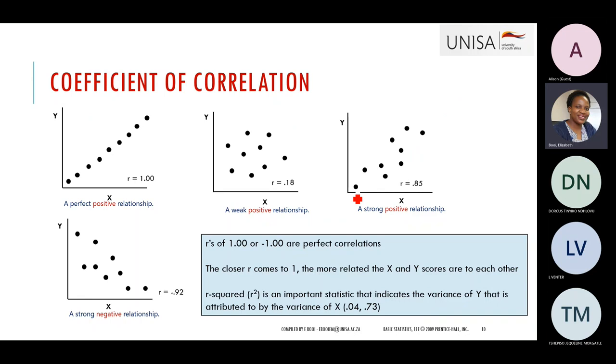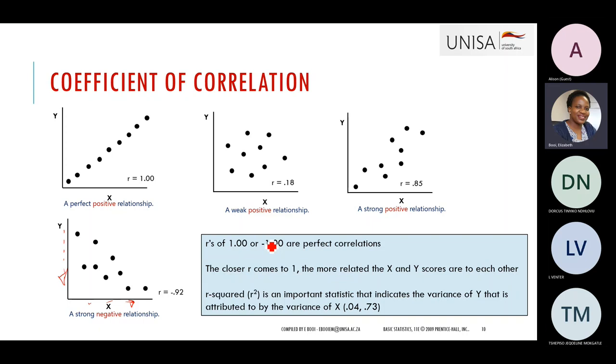Because the dots are going up. When X is going up, Y is going up. If you look at the bottom one, the dots are also scattered almost everywhere, but at least they form a straight line. You can clearly see that when X is going up, Y is going down. When you calculate R, you might find that it is minus 0.92, and we can say it is a negative relationship.